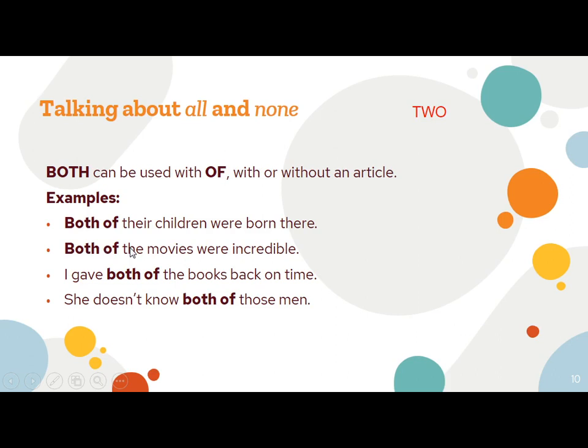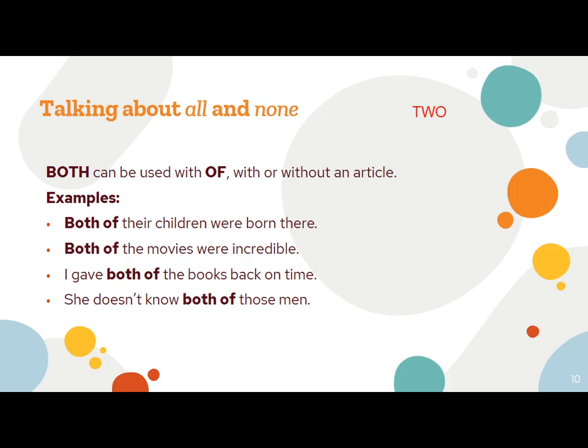Both of the movies were incredible. I gave both of the books back on time. Both of the books. She doesn't know both of those men. So why are we using both of? Because we want to be more specific. And every time we use both of, it is because you are using an article, so you can have a noun after it. You cannot say, in the case of the last example, she doesn't know both of men. Now, if you only use the noun, it's better to say both men. Both men. I gave both books.